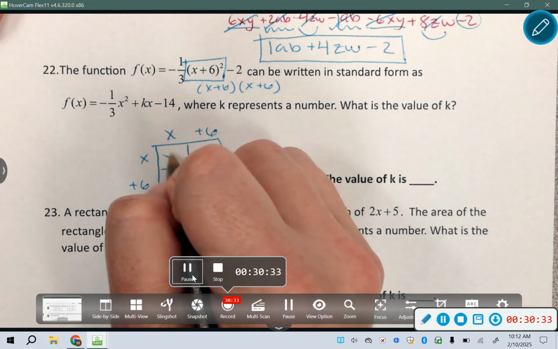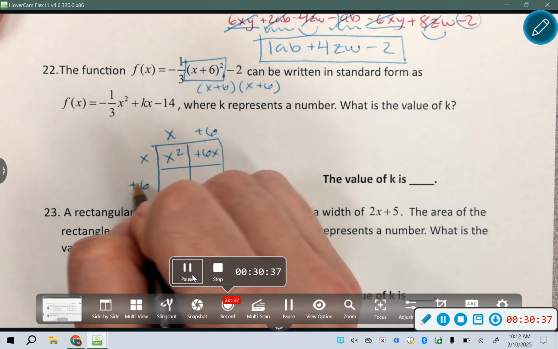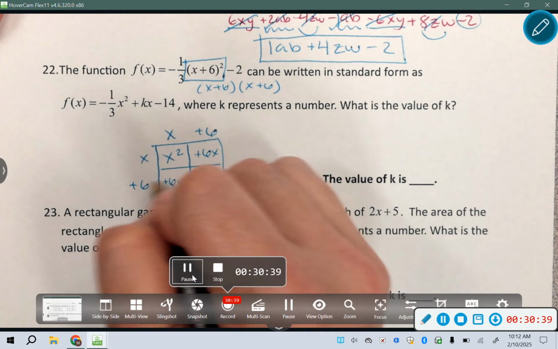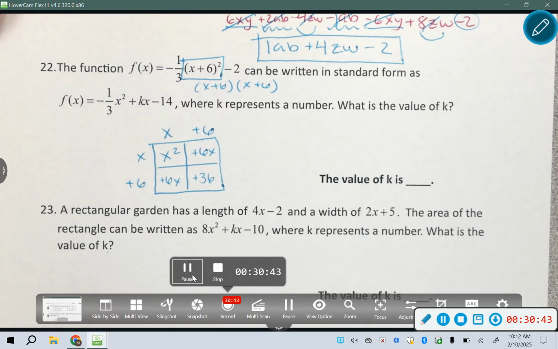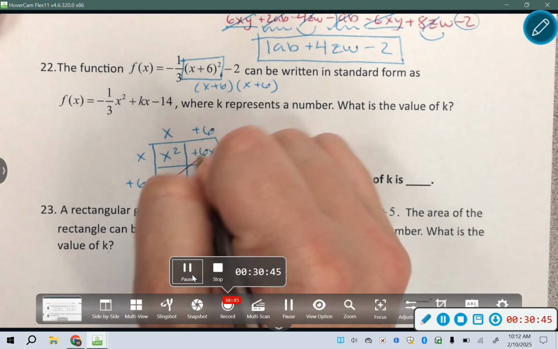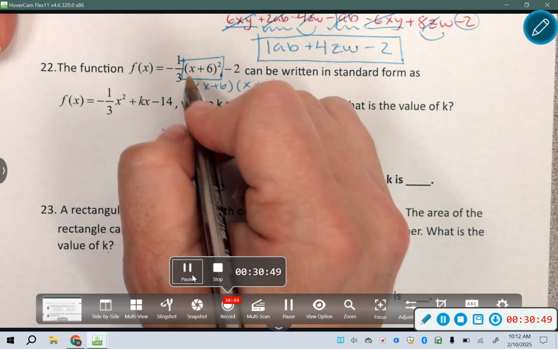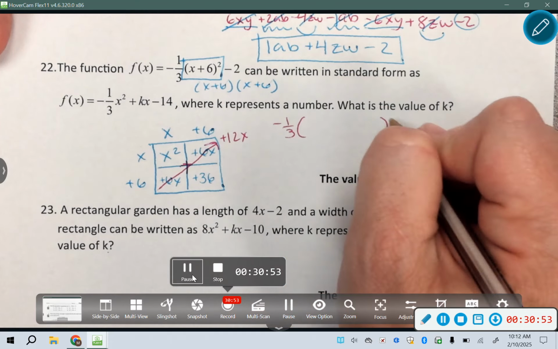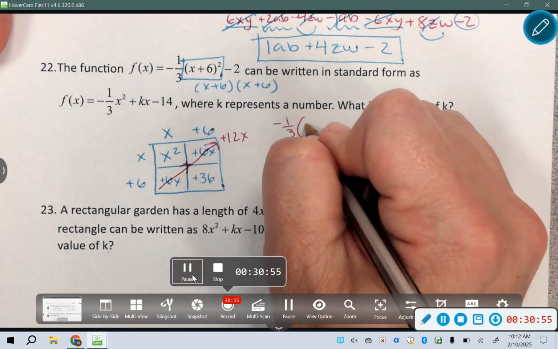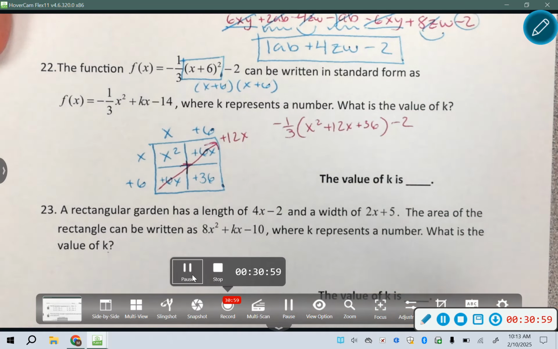So x times x is x squared. X times 6 is 6x. X times 6 is 6x, and 6 times 6 is 36. Okay, so we're going to combine our like terms, and we get plus 12x. Now I'm not done because I still have that negative 1/3 and that minus 2. So this gives me x squared plus 12x plus 36.